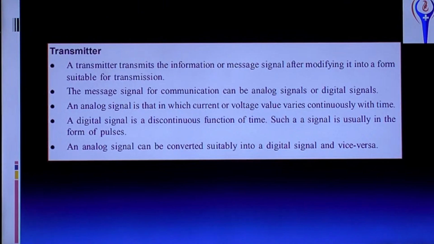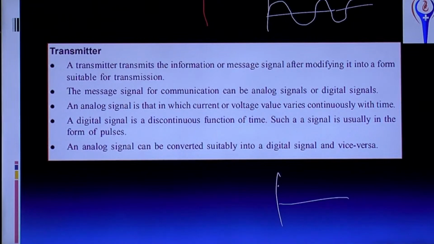How is an analog signal? I'll draw in white. This color is visible, no? This is the analog signal, a sinusoidal wave. And this is the digital signal, 0 or 1. This is 1, this is 0. This is the difference between them, and there is an analog to digital converter, or a digital to analog converter, like that.